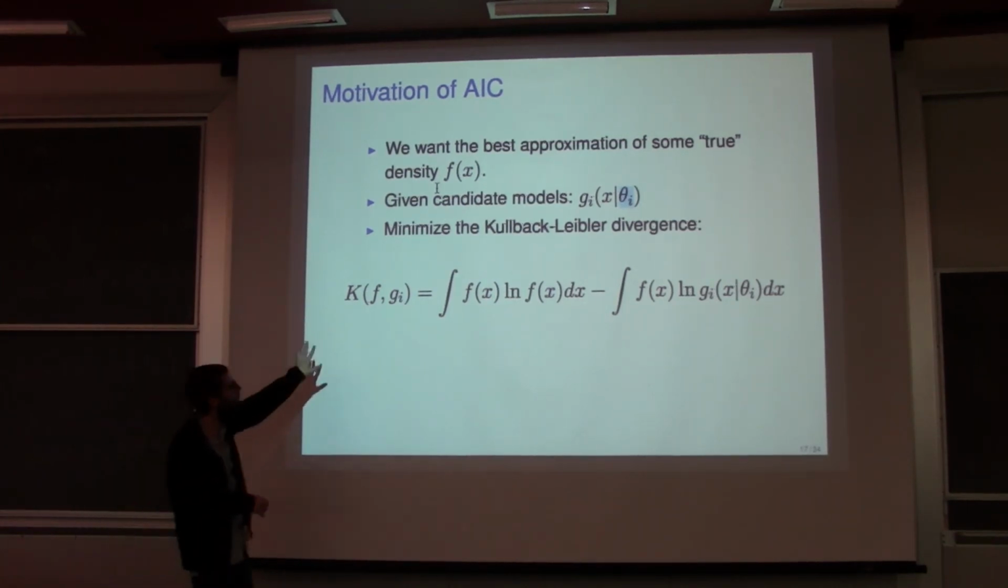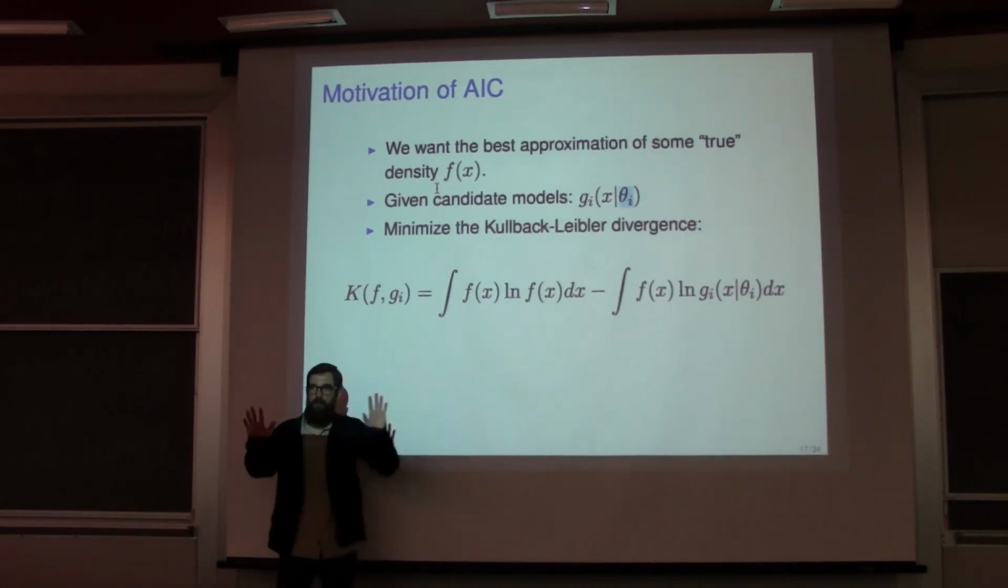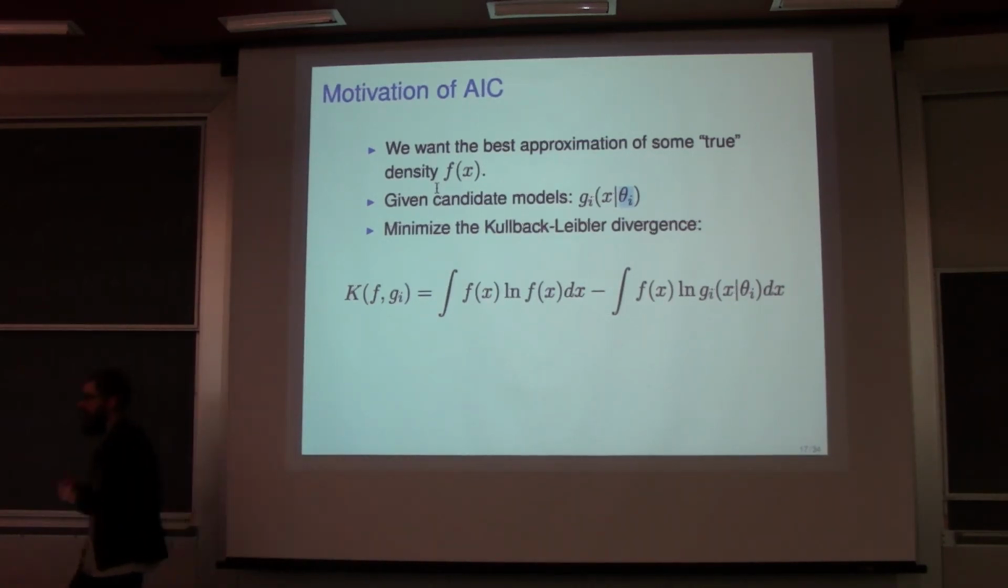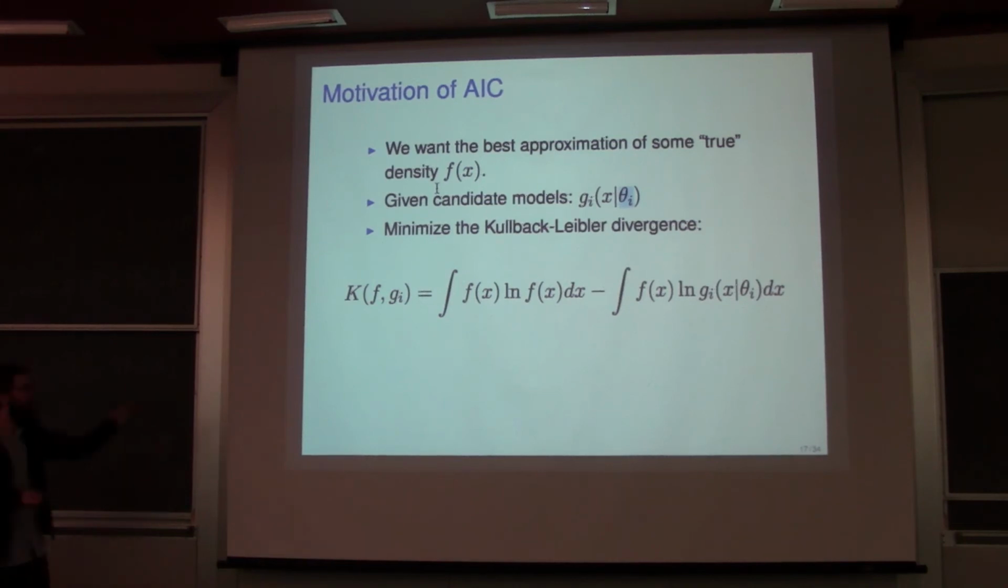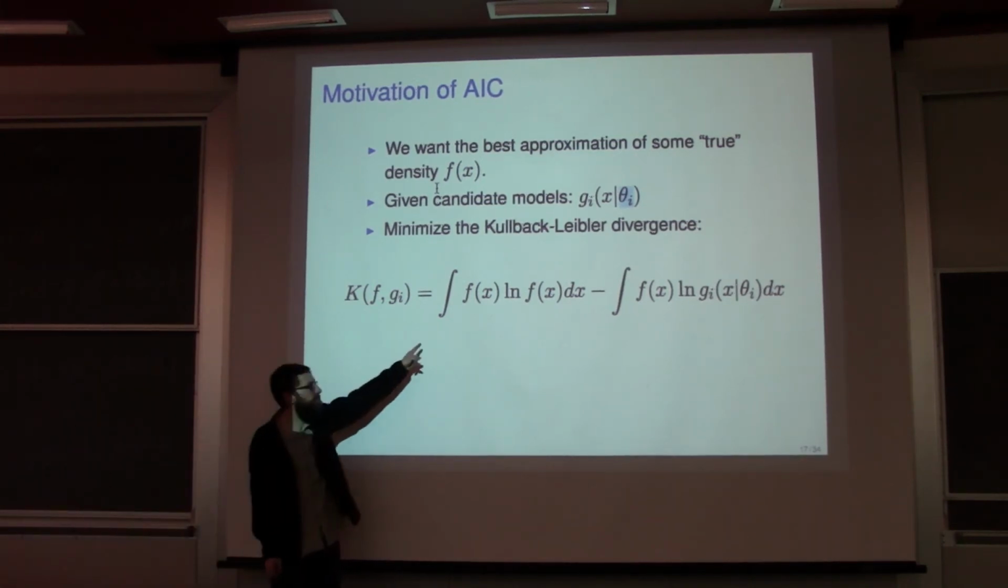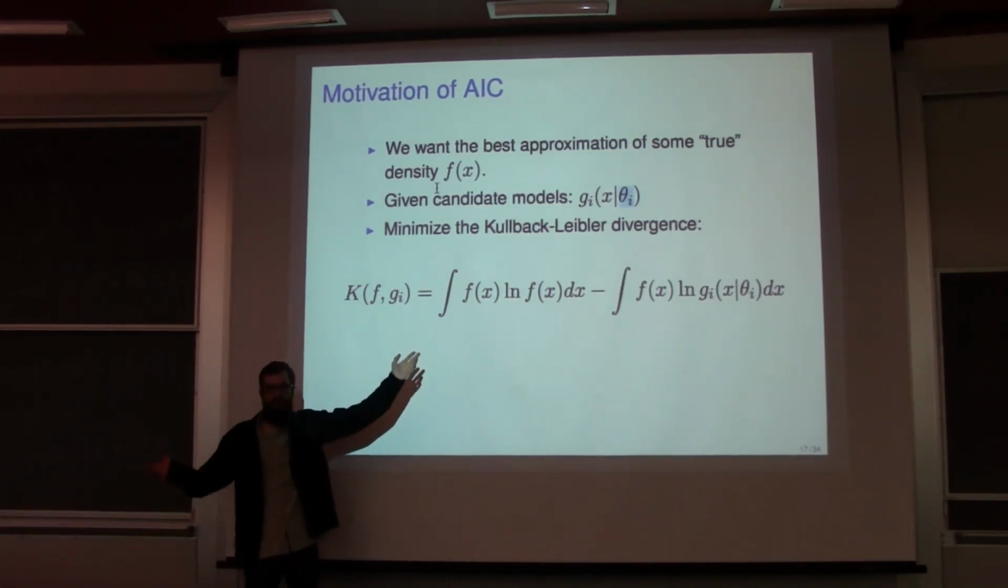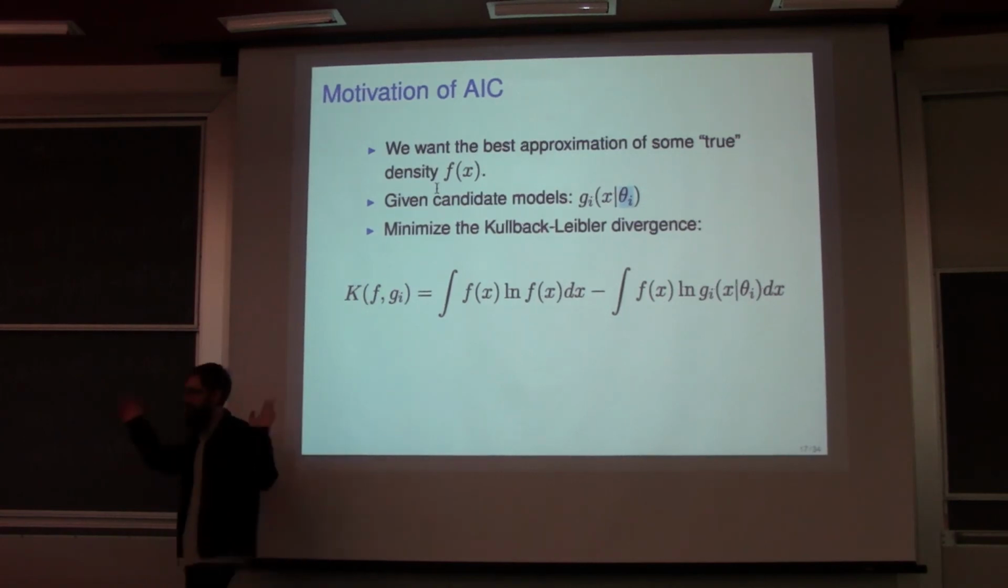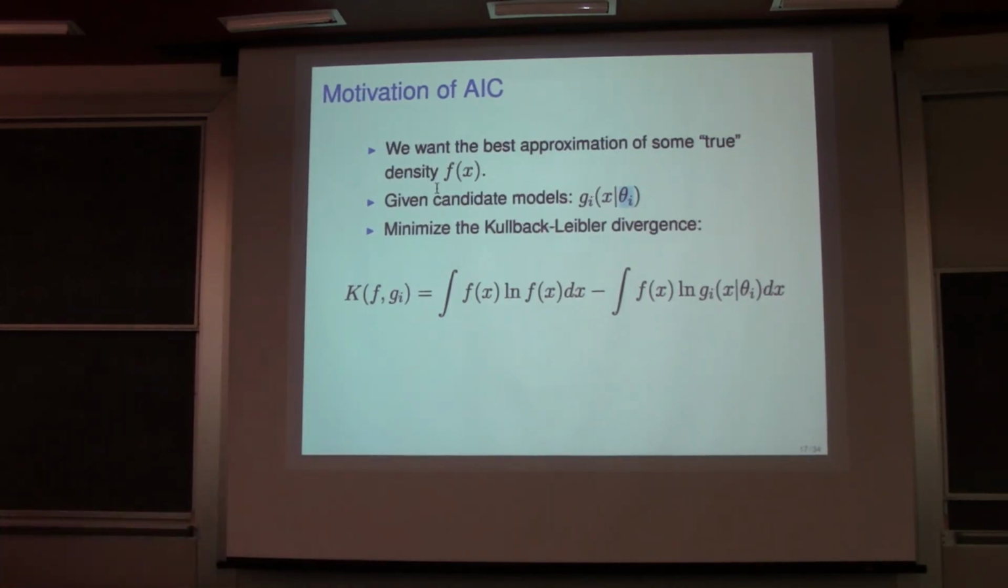Okay, so the point is we want to minimize this KL divergence, which somehow tells us how close f and g are. But I can't compute this, right? Because I don't know f. f is the true density, and I don't know it. That's the whole point. If I knew f, I wouldn't need to be modeling things.